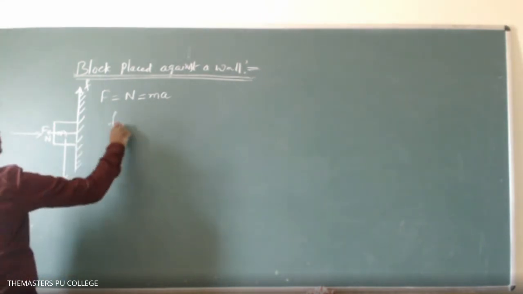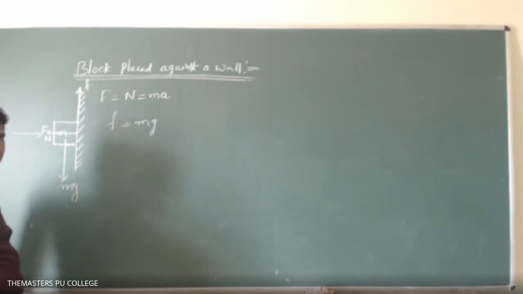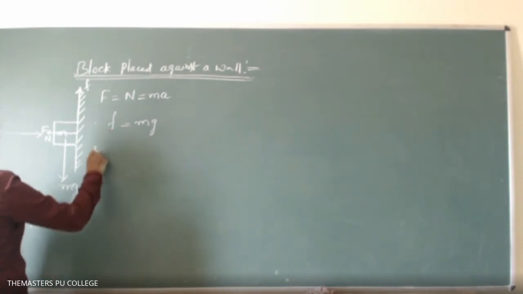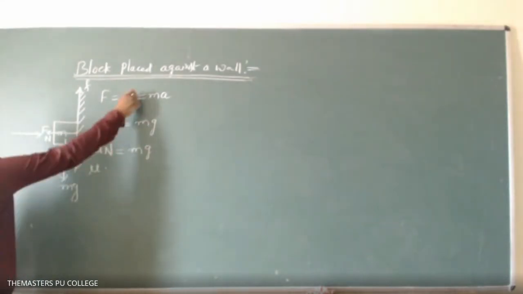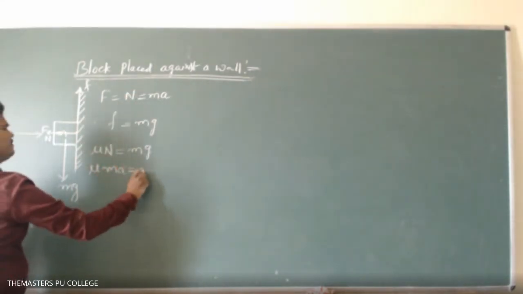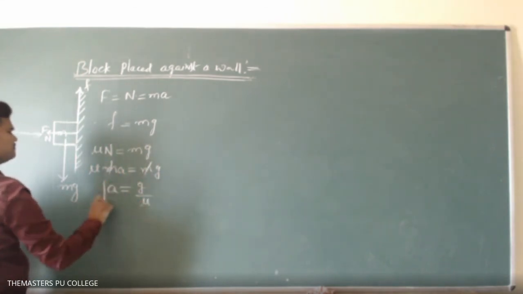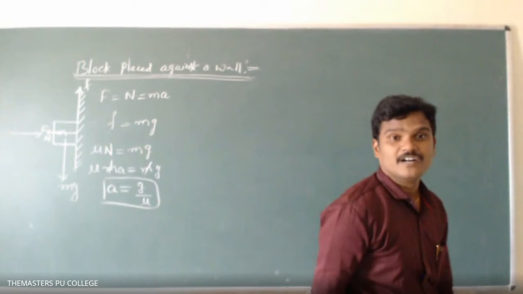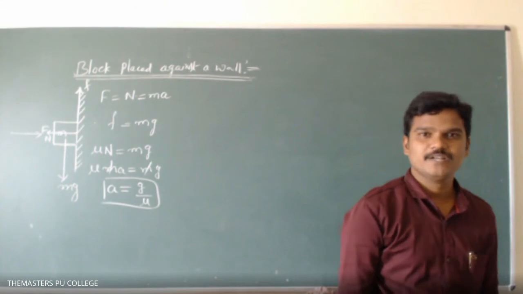And from the diagram, the frictional force is balanced by what? Frictional force is balanced by mg. Got it? So F, nothing but mu N, equals mg. What is N? N is ma. What is a? Acceleration of the block is how much? In the vertical case, g by mu. In the horizontal case, mu g. In the horizontal case, mu g. In the vertical case, g by mu.